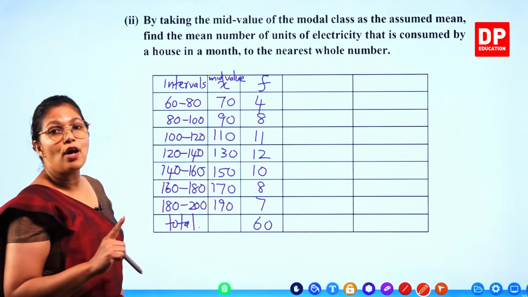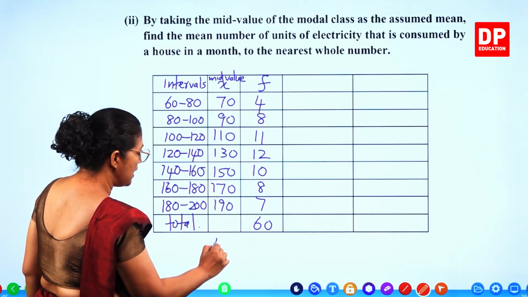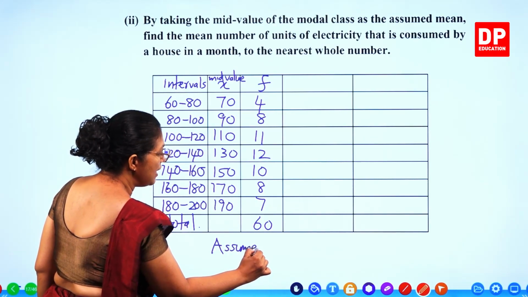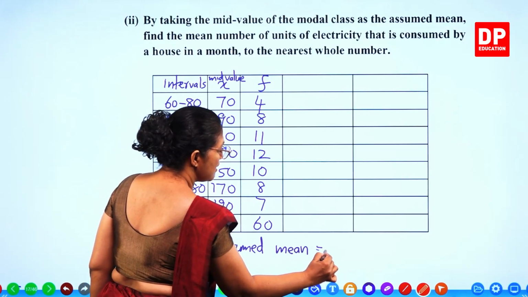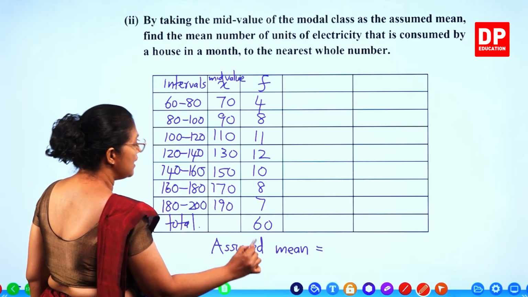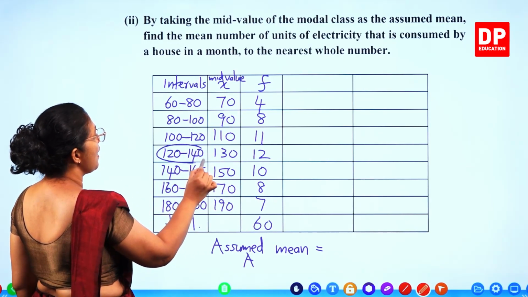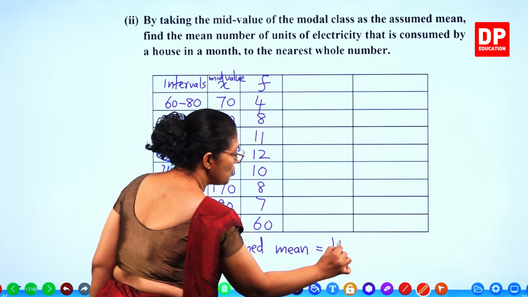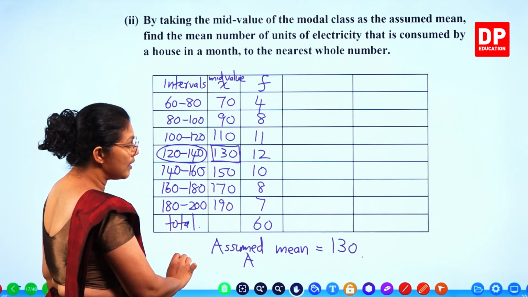Now we need to find out the deviation. How are you finding the deviation? The assumed mean you have to take as the mid value of the modal class. Modal class is here, mid value is here. So we take this one as the assumed mean. Then, taking that one, you have to calculate the deviation.